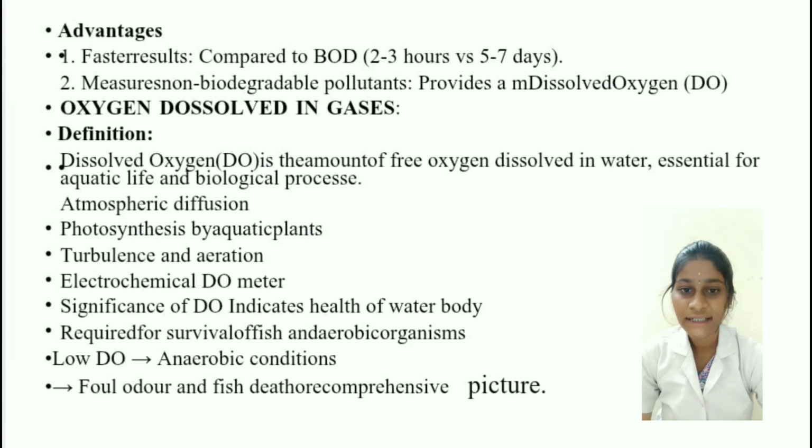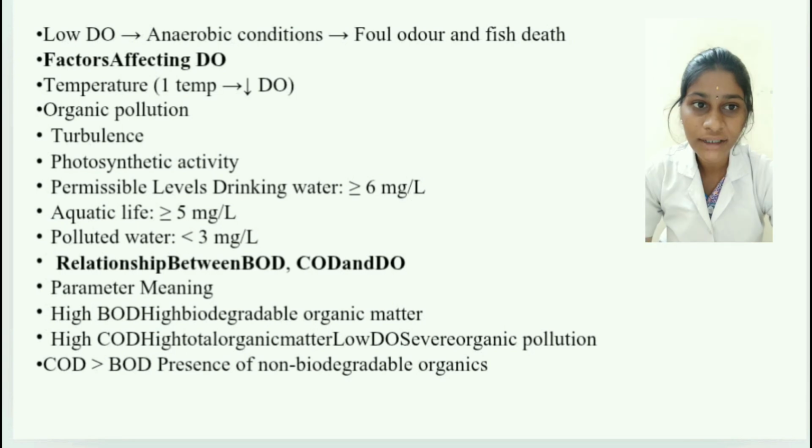Dissolved gases. Definition: dissolved oxygen is the amount of free oxygen dissolved in water, essential for aquatic life and biological processes. Sources are atmospheric diffusion, photosynthesis by aquatic plants, turbulence and aeration; it is measured by electrochemical DO meter. Significance of DO: it indicates the health of a water body and is required for the survival of fish and aerobic organisms. Factors affecting DO: temperature, organic pollution, turbulence, photosynthetic activity. Permissible level: drinking water and aquatic life more than 5 mg per liter, polluted water 3 mg per liter.